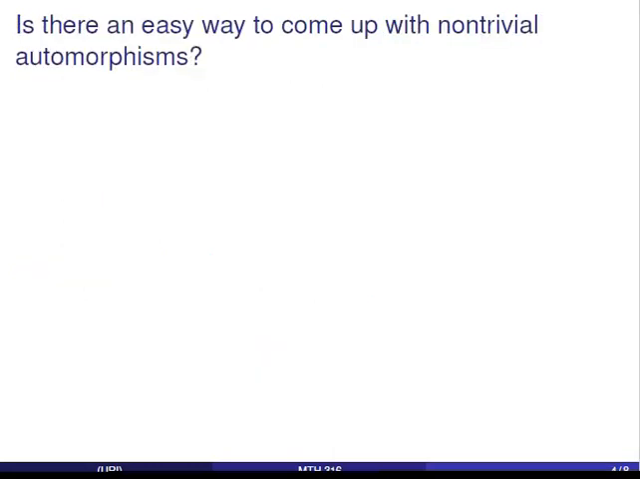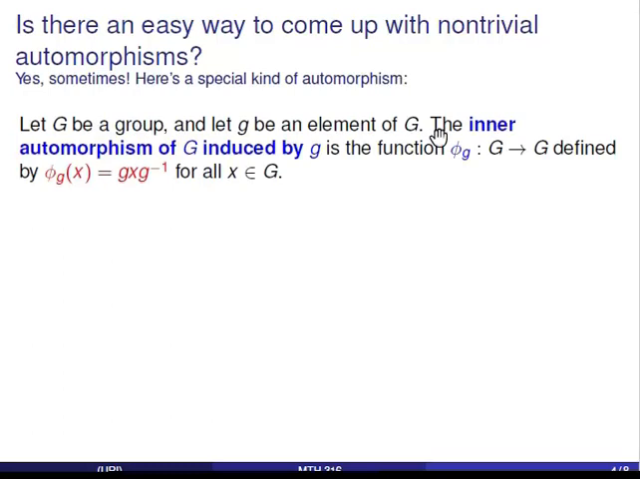We did see in the last video a complete answer to what the automorphism group is for finite cyclic groups. However, most groups are not cyclic, and we haven't talked yet about how you can come up with even one non-trivial automorphism if the group is not a finite cyclic group. So we'd really like to answer this question. Is there an easy way to come up with non-trivial automorphisms? Well, the answer is yes, at least sometimes. And the purpose of this video is to talk about the way in which that can be done.